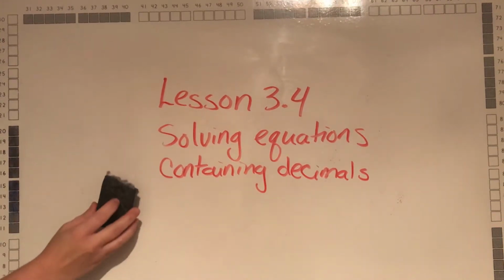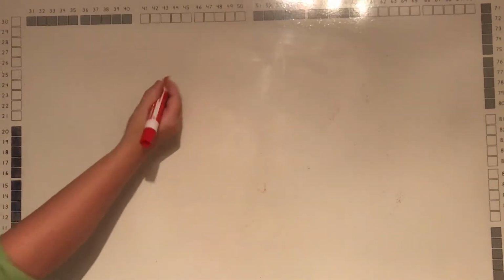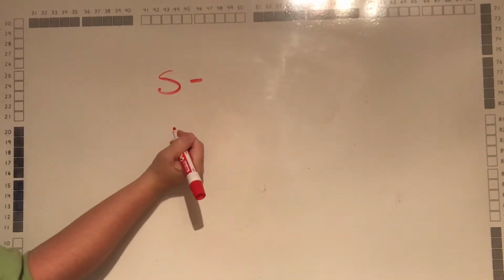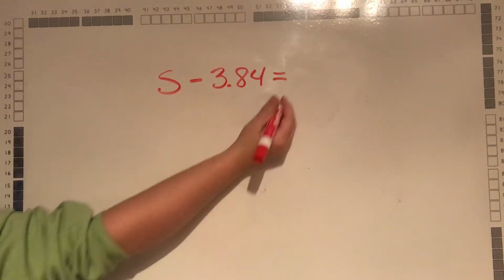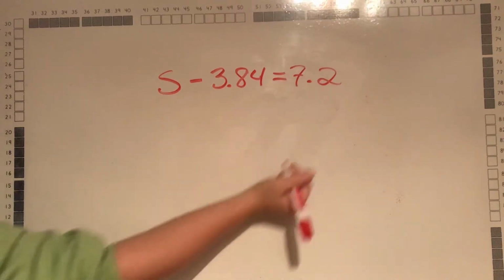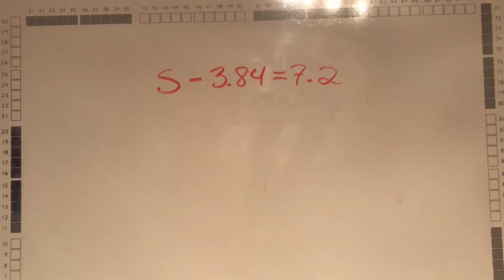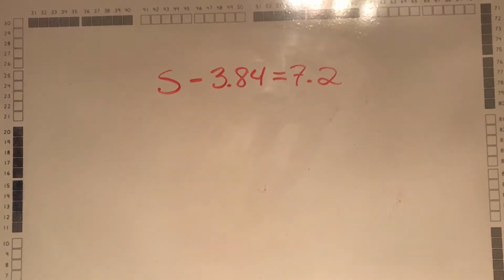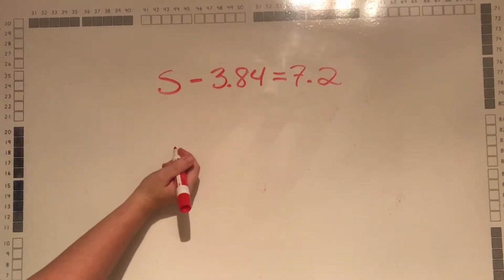Example 1a, we're going to just jump right in. Example 1a gives us the equation s minus 3.84 equals 7.2. And we're going to do this problem the same way we would solve it if these numbers were not decimals, but rather whole numbers. We're going to isolate s, and in order to do that, we need to get rid of this 3.84.